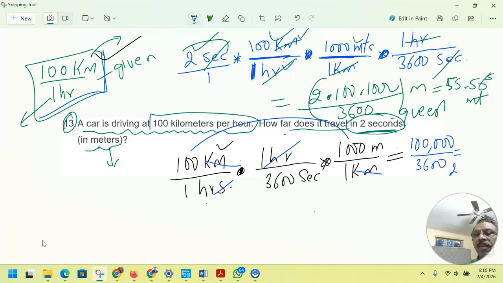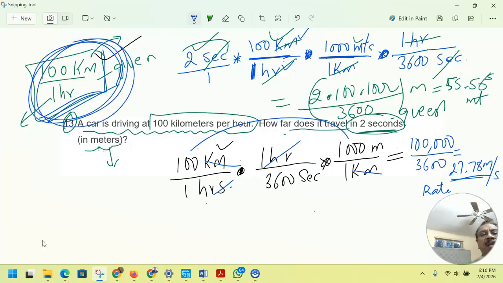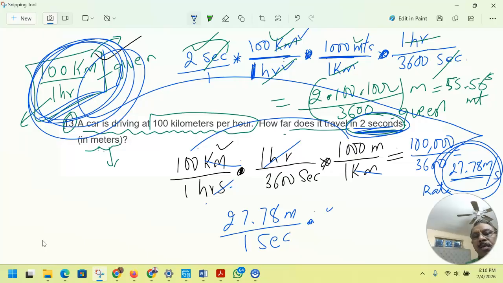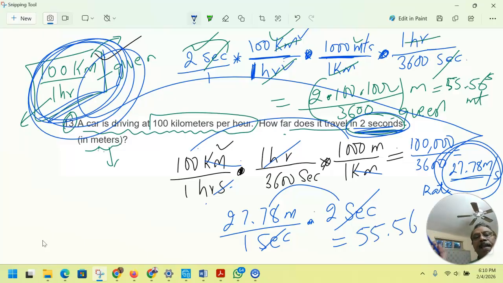And this answer that you get is 27.78 meters per second. So your rate is this now. This is the new rate. So the rate which was given was this. We change this rate to this rate. But because you want to know in 2 seconds, so 27.78 meters per 1 second. But you want to know in 2 seconds, so you just multiply by 2 seconds, and when you multiply this second crosses out, and you get 55.56.